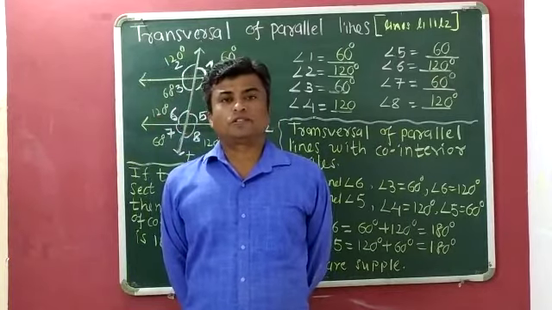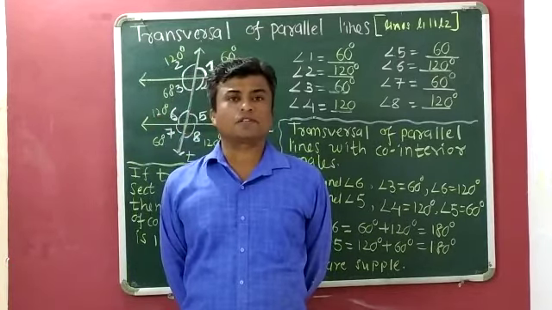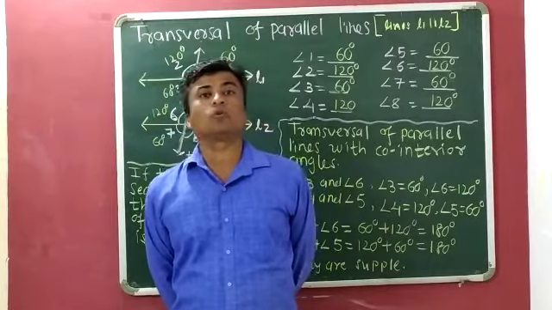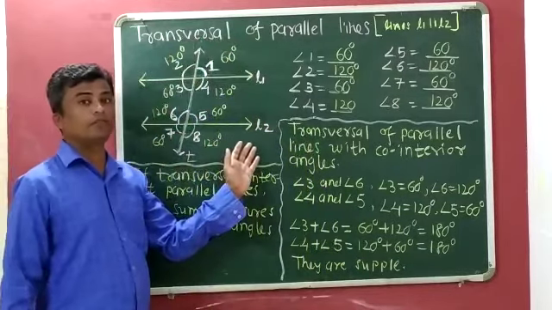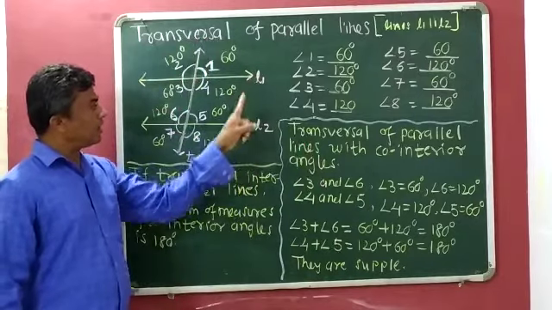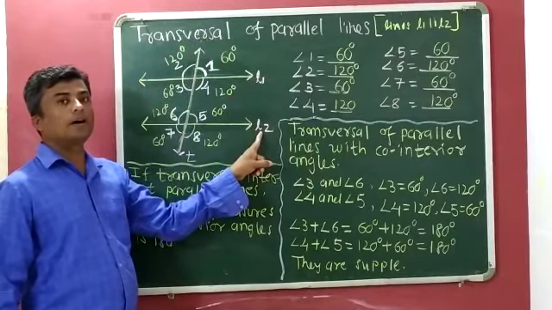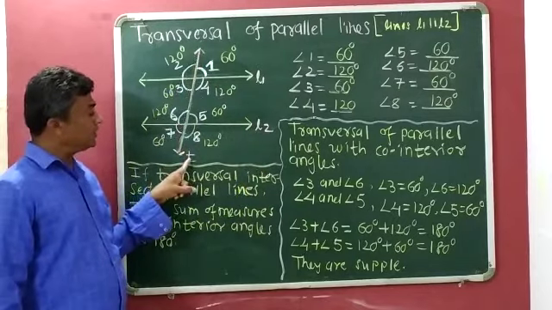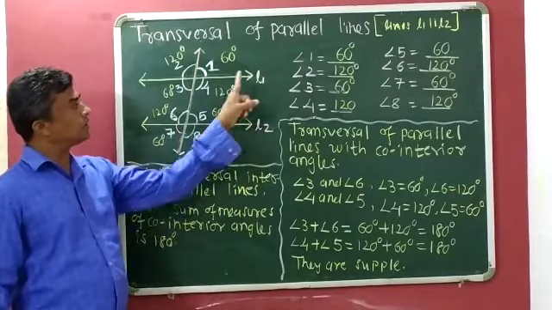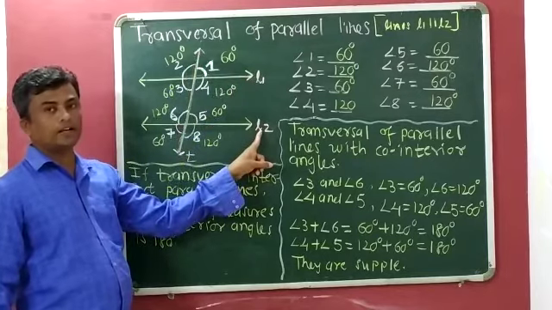Good morning students. Today we will discuss transversal of parallel lines with co-interior angles. This I will explain with the help of one diagram. Here line L1 and line L2 are parallel to each other, and this is the line T, which is the transversal of line L1 and line L2.